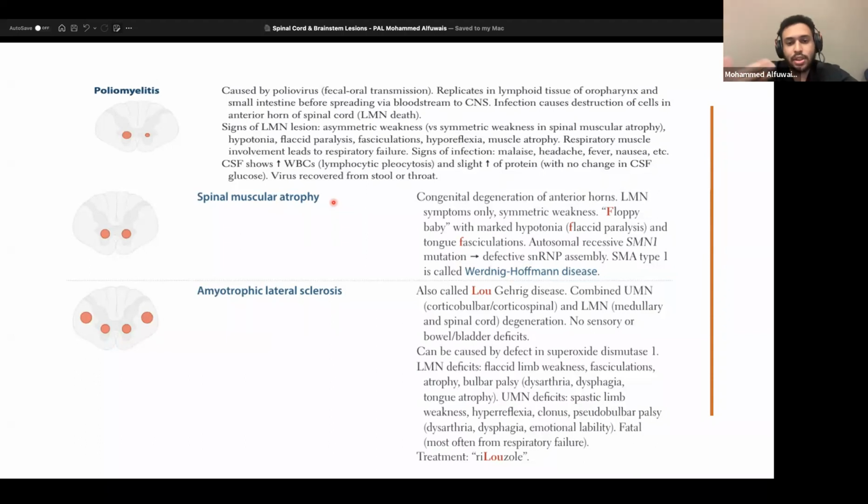With spinal muscular atrophy, it's a congenital defect. So what happens is that you have a congenital degeneration of the anterior gray horns on both sides, and it will be equal. So you'll have a flaccid process on both sides. Okay, so that's pretty much that.